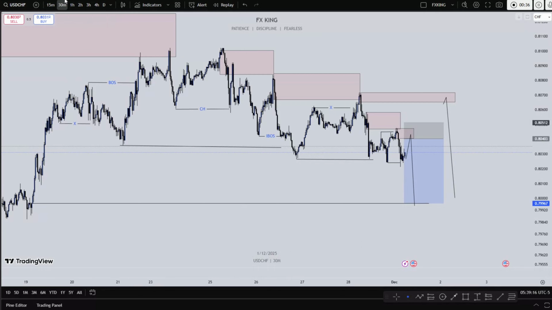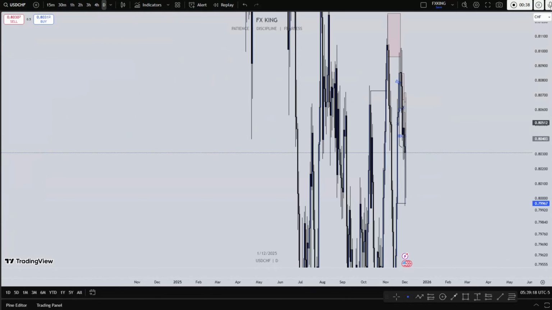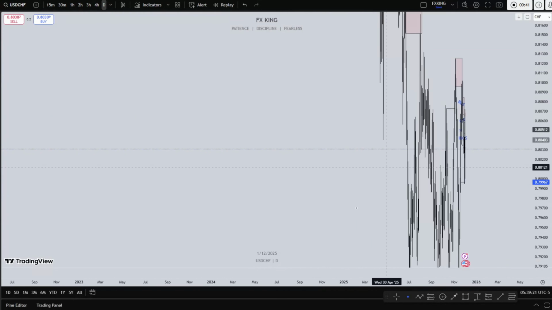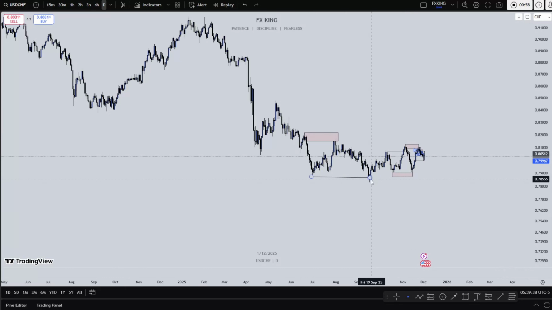So if we come here, let's first look at what the daily time frame has to say, because obviously we need to start on the daily time frame. On our daily time frame here, first of all, what you can see is this market has been bearish, and it continues being bearish for some time. Now if you look here, this market is in some sort of a pushback to the upside.